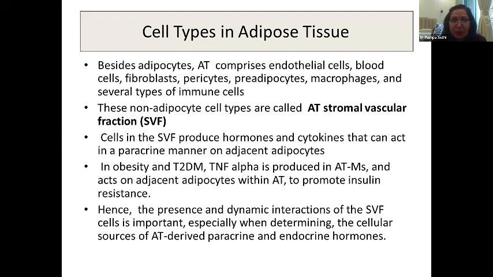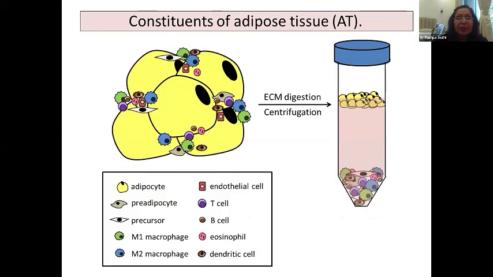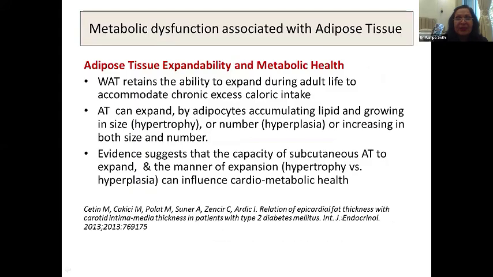In obesity and type 2 diabetes, TNF-alpha is produced by the adipose tissue macrophages and acts on adjacent adipocytes within the adipose tissue to promote insulin resistance. Hence, the presence and dynamic interactions of the SVF cells is important, especially when determining the cellular sources of the adipose tissue-derived paracrine and endocrine hormones. So these are the fat cells, and these are the rest of the other cells. When you centrifuge, fat cells come at the top, the rest remain down, and you can study all the different cells present here.